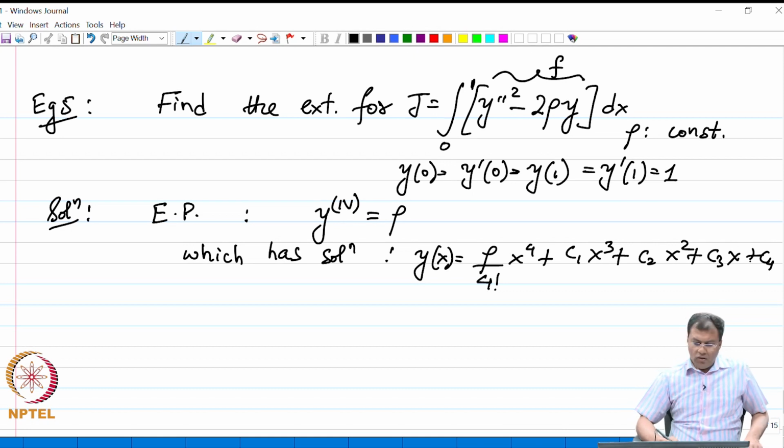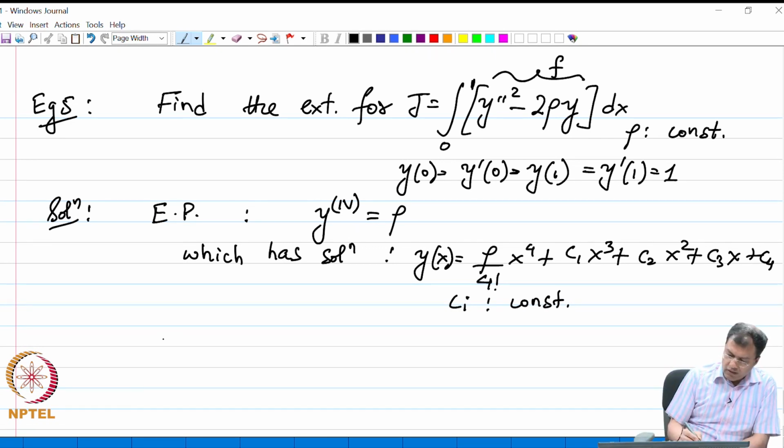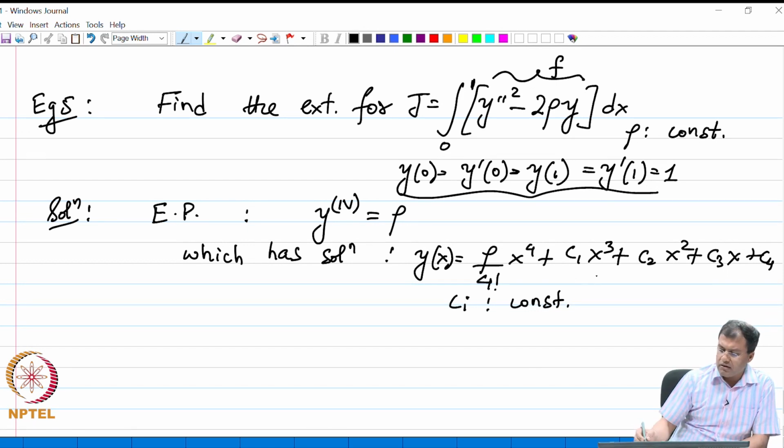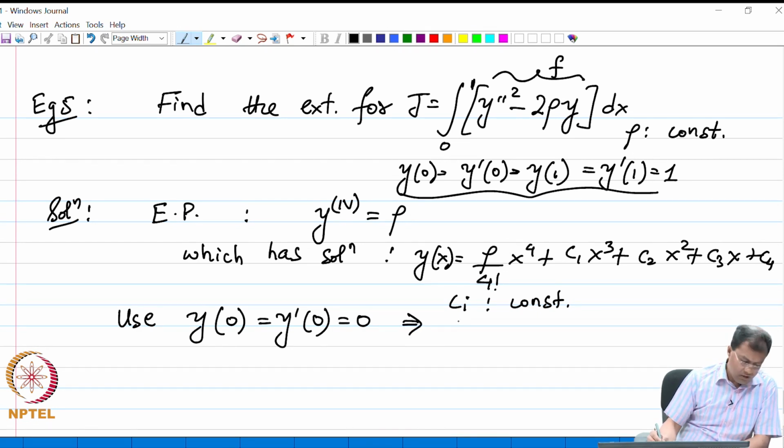Okay. So the Ci's are constants. So using all these, we have 4 constants and we have 4 boundary conditions here. So we can very conveniently eliminate all these unknowns of the problem. If we use the first of the 2 boundary conditions, y of 0 is equal to y prime 0 is equal to 0, we see that C3 is equal to C4 is equal to 0.